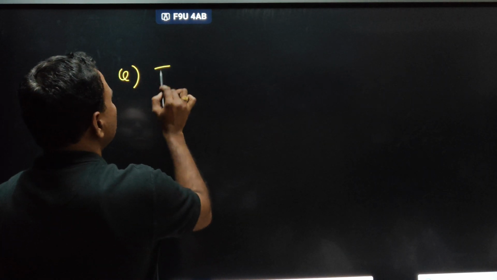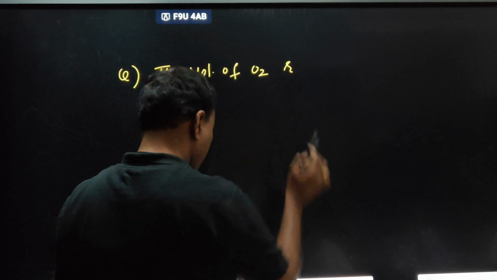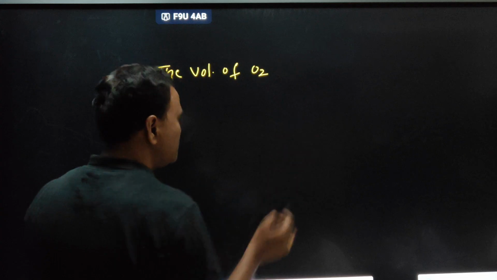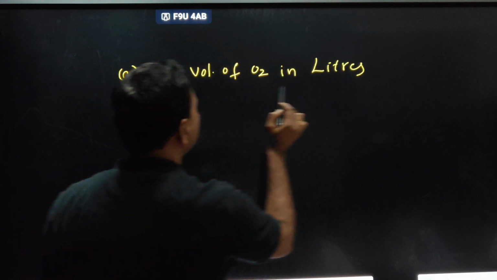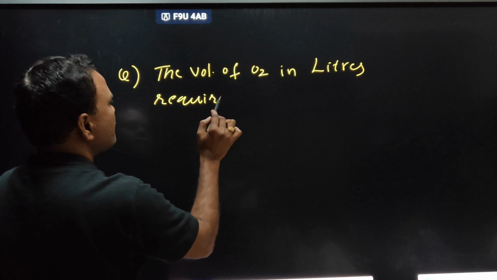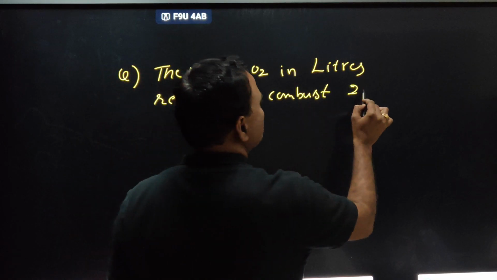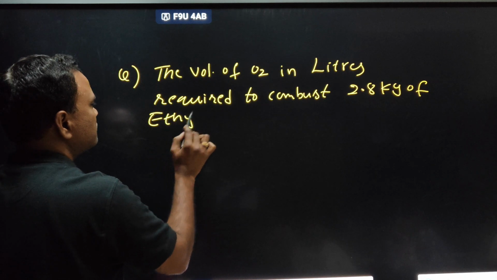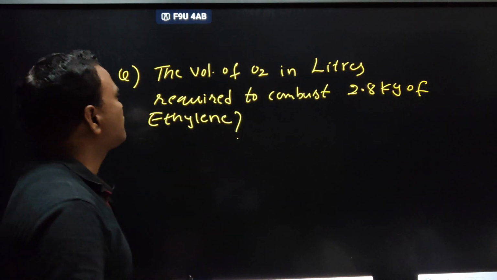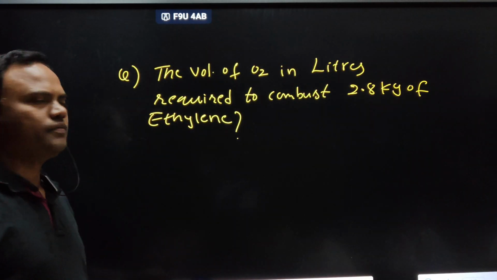Do this. The volume of O2 required, mention in liters, to combust 2.8 kg of ethylene. The volume of O2 in liters required to combust 2.8 kg of ethylene.